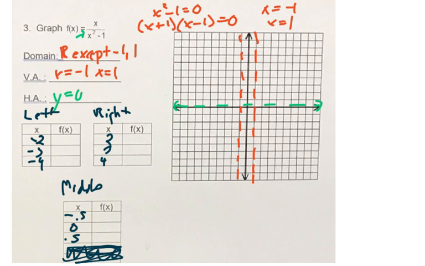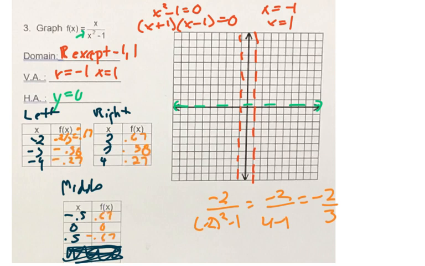So when we plug this in, we just have to be careful. For example, if I'm plugging in negative 2, I'll have negative 2 over negative 2 squared minus 1. So this is negative 2 over 4 minus 1, which is negative 2 over 3. So negative 2/3. Or if you like decimals, you would have gotten negative 0.67. All right, so if you want to try these, go ahead and pause it. If not, I'm going to do them real quick and then write them in. All right, so these are the points that we get.